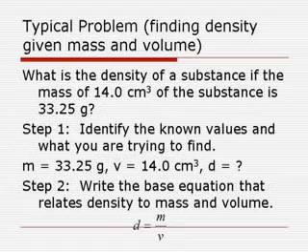Let's look at a typical problem, finding density when we're given the mass and volume of the substance. What is the density of the substance if a mass of 14 cubic centimeters of the substance is 33.25 grams? There are several steps we'll do that will help organize our data and make it easier to solve. First, we're going to identify what we know from the problem and what we're trying to find out.